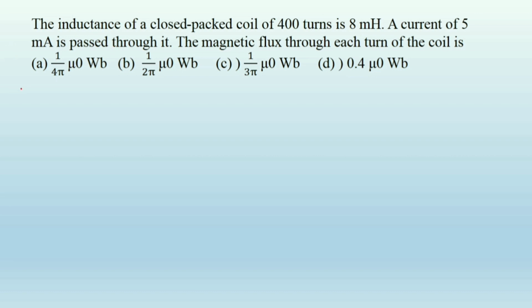Before that, let us concentrate on the givens. Number of turns is given, 400. Self-inductance is given, L equal to 8 millihenry, that is 8 into 10 raised to minus 3 Henry. The current is 5 milliampere, 5 into 10 raised to minus 3 ampere. So we have to calculate magnetic flux.